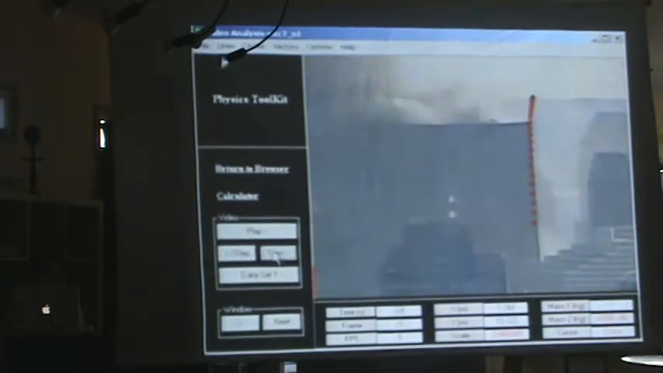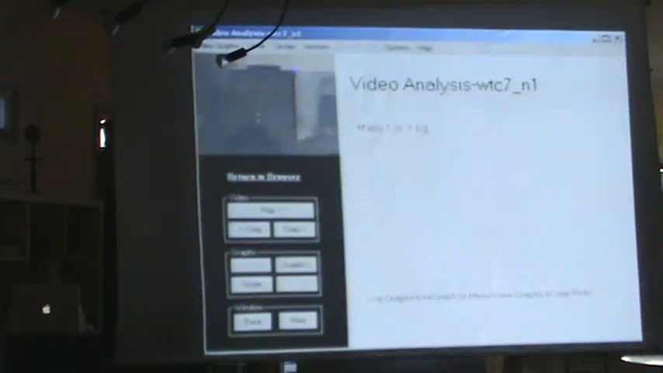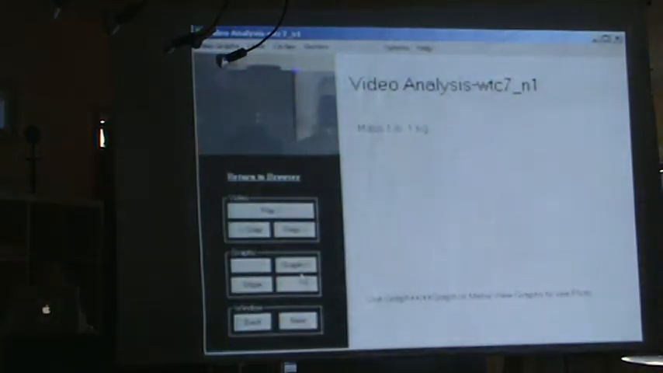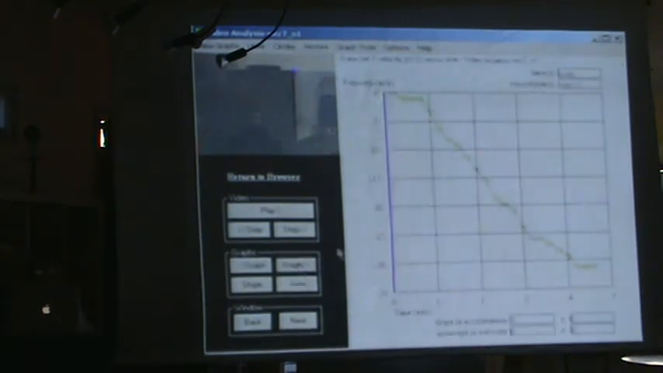The cursor was placed on the corner of the building and marks were placed frame by frame. The built-in functions of the Physics Toolkit software capture the positions and times of these marks in a data table from which it computes and displays various kinds of graphs. I'm here plotting velocity as a function of time. The slope of this kind of graph gives the acceleration.